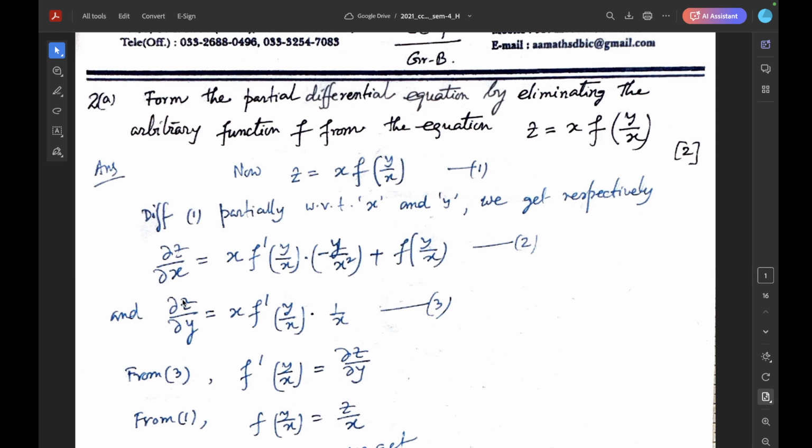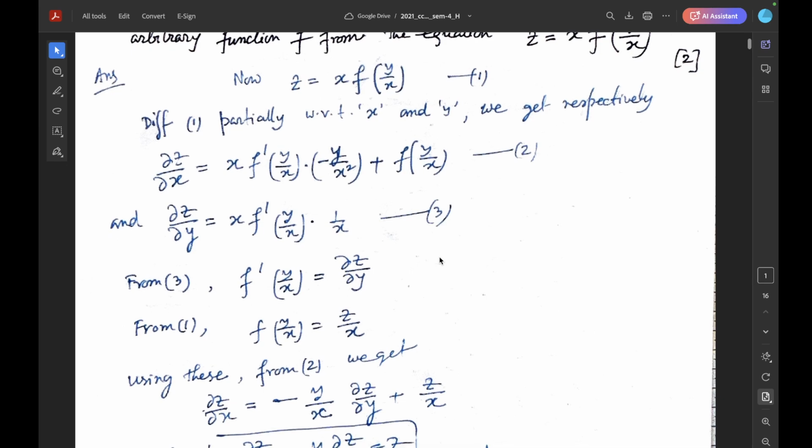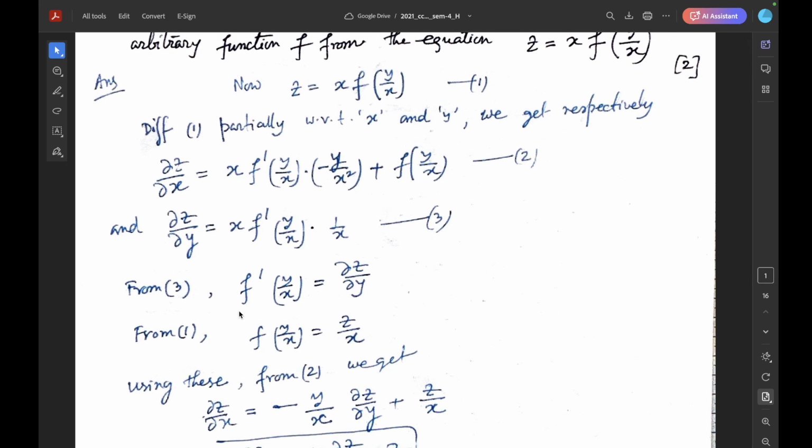and del y z equal to x f dash y by x into 1 by x. Equation 3. From 3 we get f dash y by x equal to del y z, since x and 1 by x cancel each other, and from 1 we get f of y by x equal to z by x.